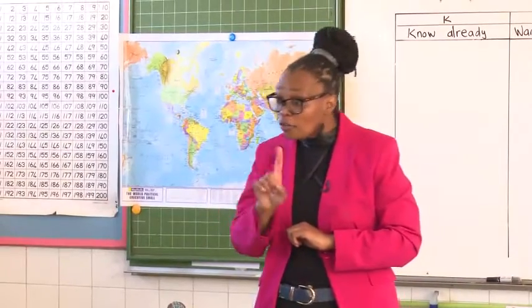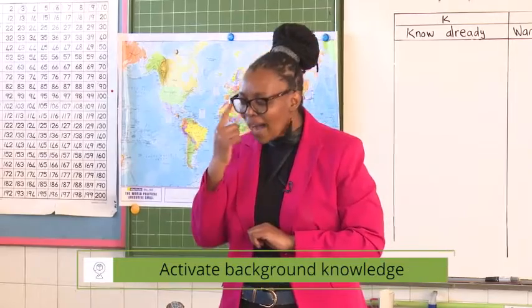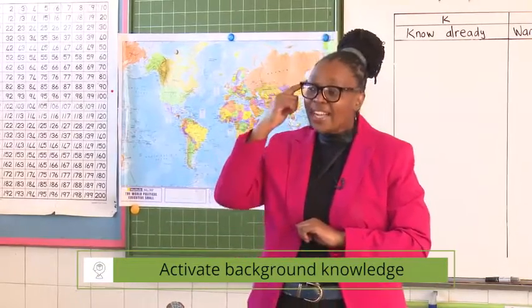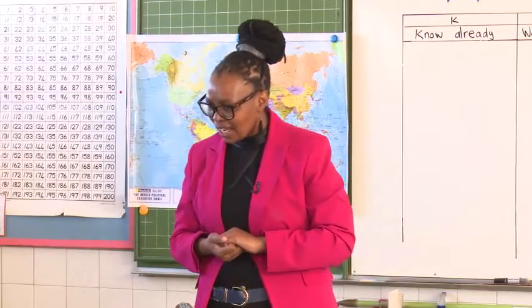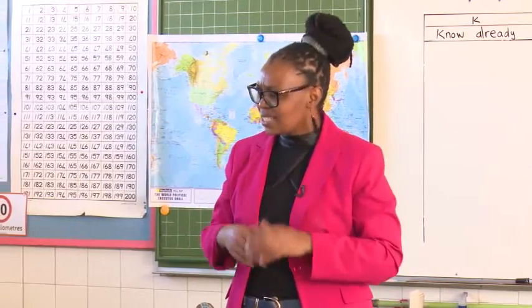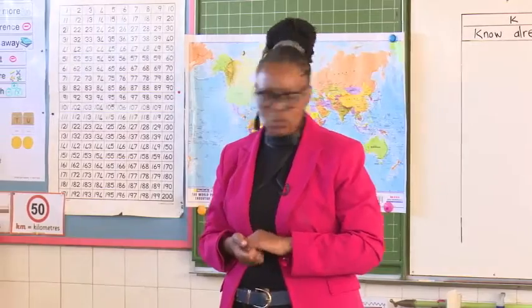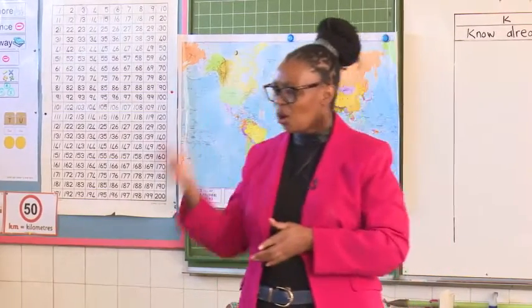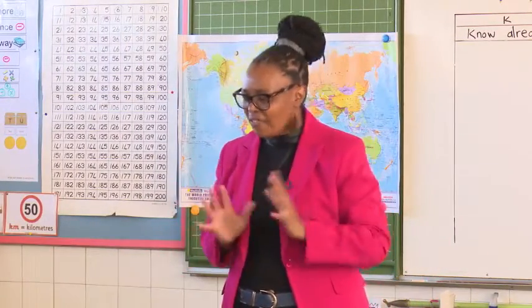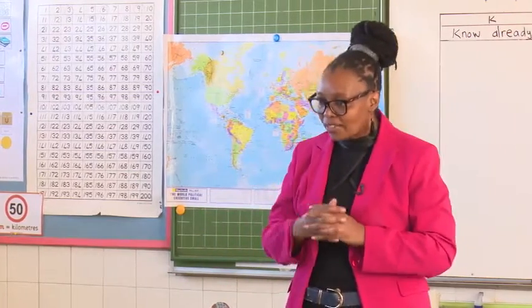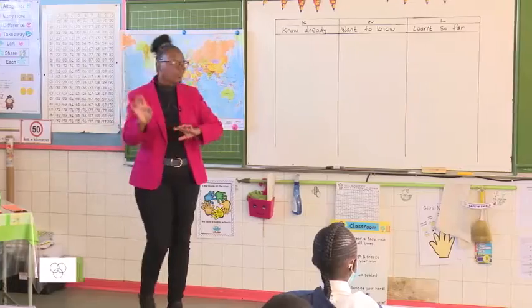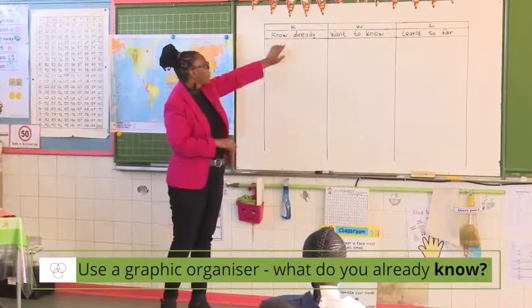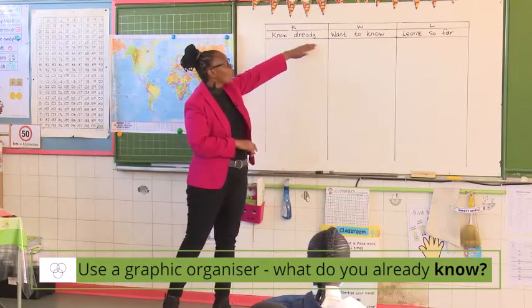I want all of you now to close your eyes. Think about anything that you know about Africa. It could be somebody that lives in Africa, it could be the rivers, it could be the oceans, it could be any fact that you can think of about Africa. I want you to write what you already know.